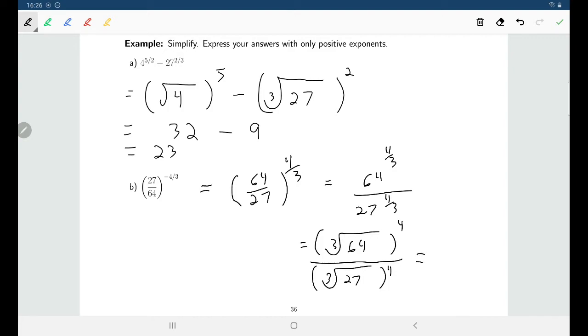Cube root of 64, that's 4, since 4 times 4 times 4 is 64. And if the cube root of 64 is 4, then we'll have 4 to the power of 4 in the numerator, which is 256. In the denominator, the cube root of 27 is 3, and 3 to the power of 4 is 81. So 256 over 81.